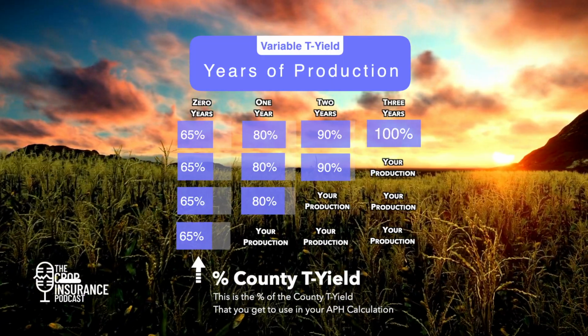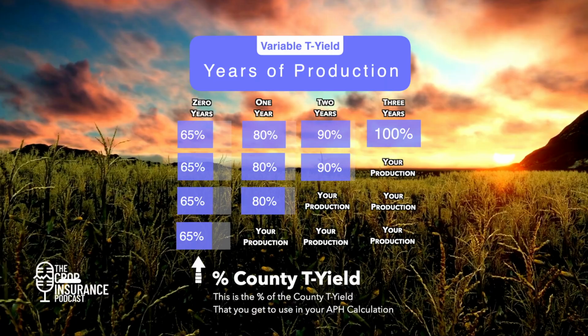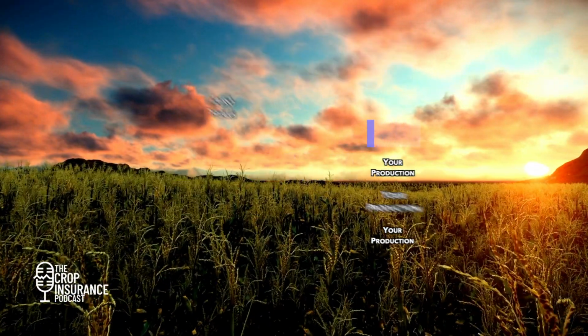When you have 2 years of your actual records, now you get to use 90% of the county T yield. And again, just like when that new producer status fell off after your 3rd year of records, you get to use 100% of the county T yield in that database.